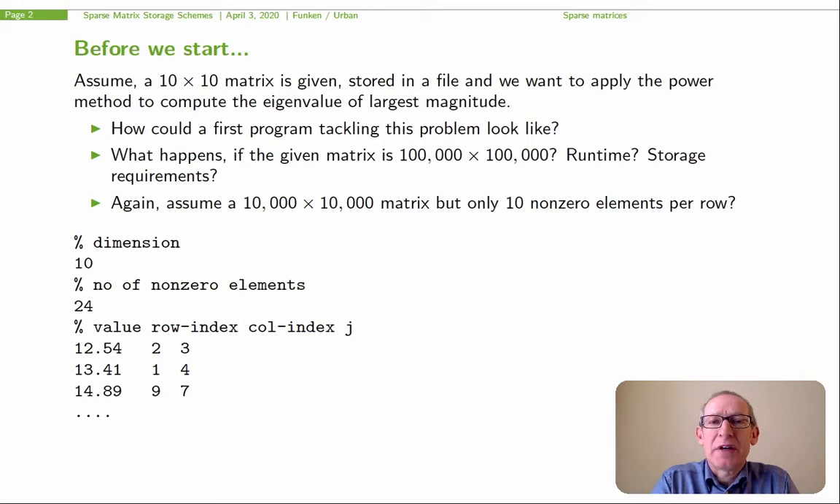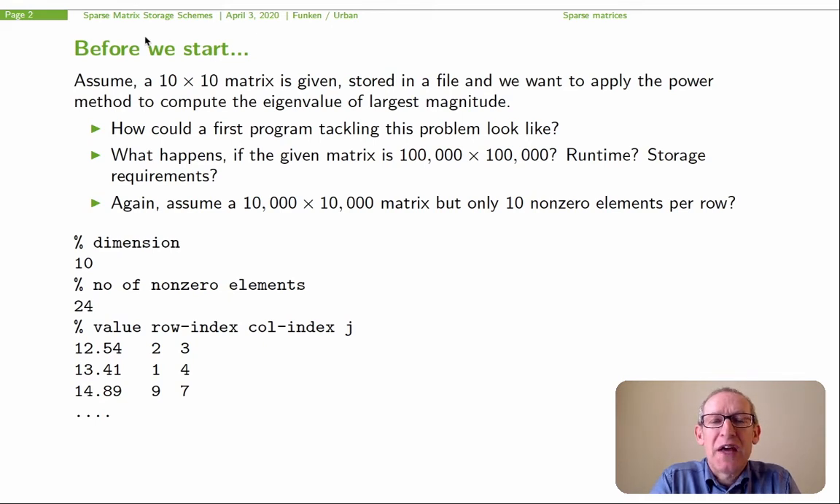What happens if a matrix is given which is 100,000 times 100,000? Which runtime would you expect and what will the storage requirements be? As a third task, assume a matrix 10,000 by 10,000 or 100,000 by 100,000 is given, but only 10 non-zero elements per row. So a matrix of 100,000 times 100,000 probably will be too huge to store in your home laptop.